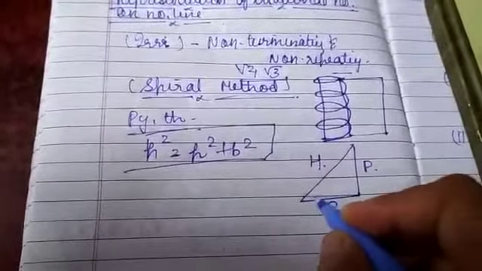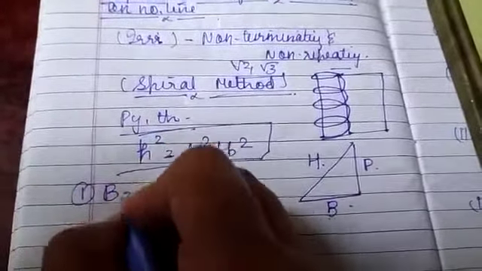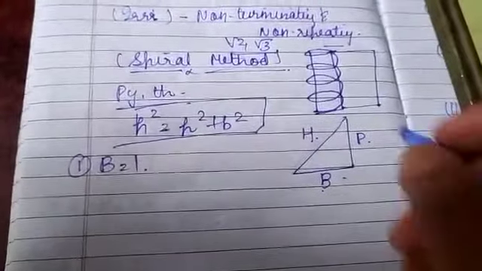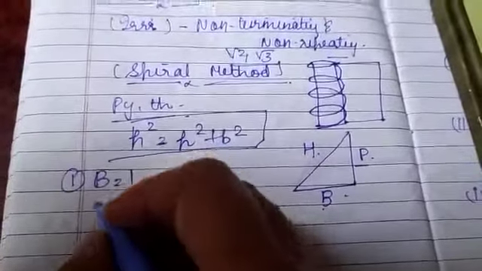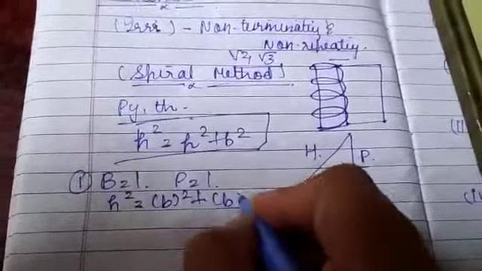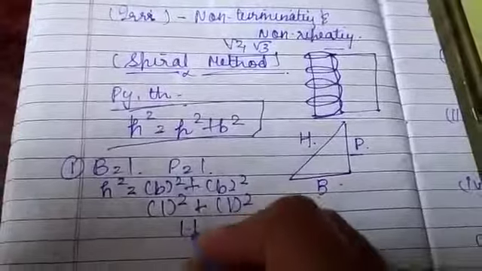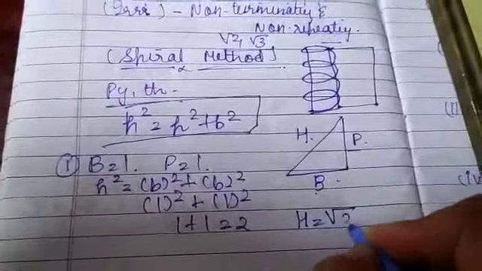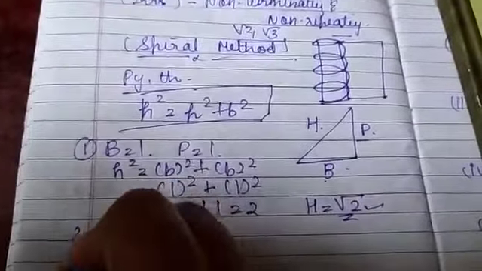Suppose we take base as 1, correct? In the first step, we take base as 1, and in all the steps, whatever I am going to show you just now, I will take perpendicular as 1 only. Okay. Now see, what is the hypotenuse? Hypotenuse square is equal to base square plus perpendicular square. So base is 1 squared plus perpendicular is again 1 squared. 1 plus 1 will be 2. So hypotenuse will be under root 2. Correct? We get the value under root 2.